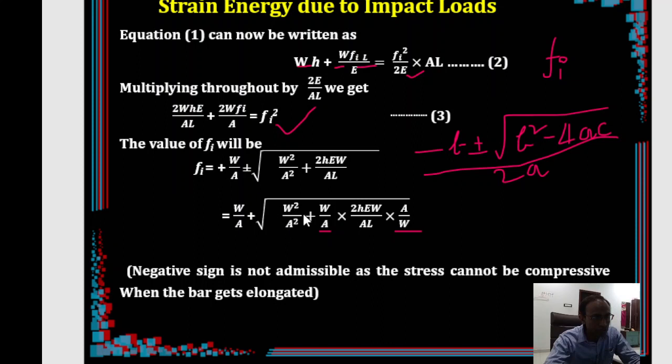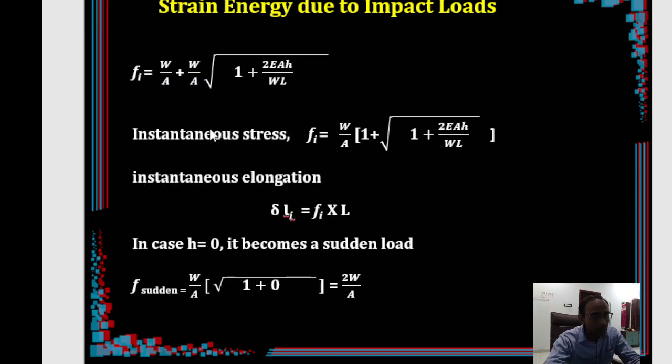When the W square by A square comes outside, it becomes W by A, right? Because it is a square term within the root, when it comes out, it becomes a normal term from a square term. So this becomes Fi equal to W by A plus W by A plus so and so. Here we don't consider the negative term because stress cannot be negative. Why can stress not be negative? Because the kind of stress applied actually creates an extension. There is no question of deformation here.